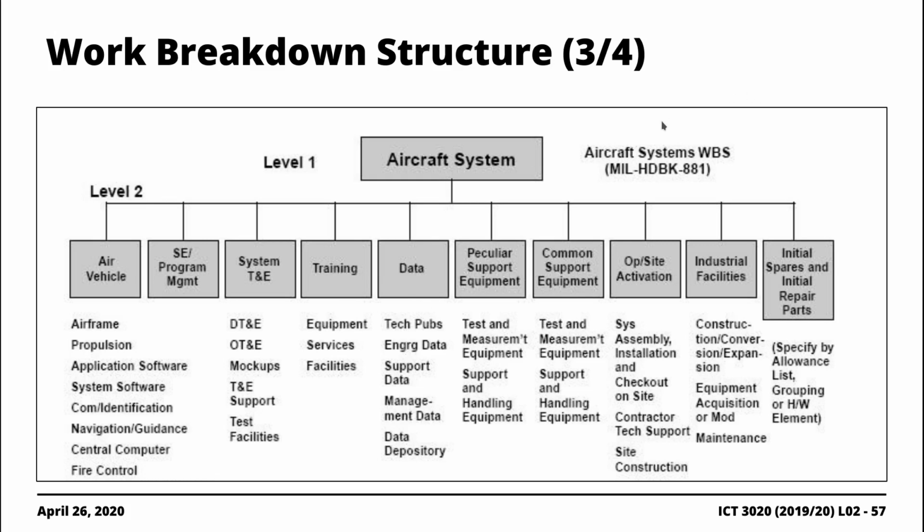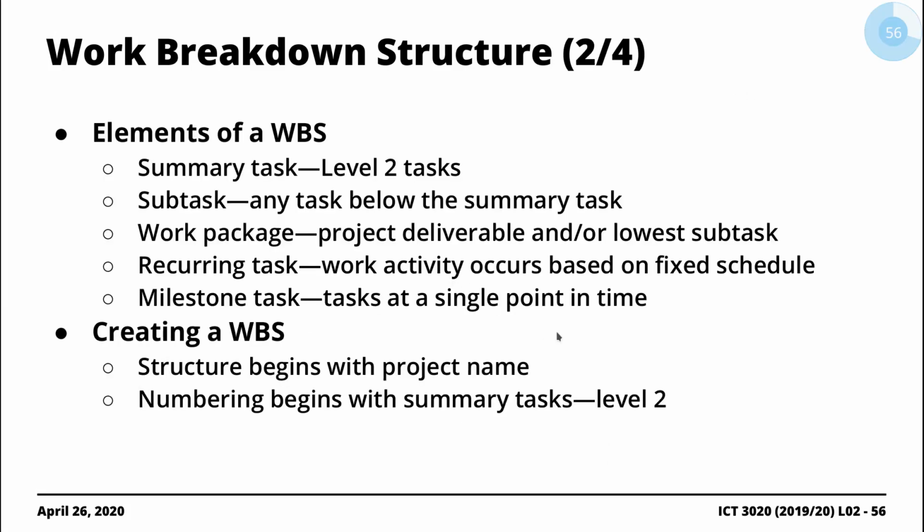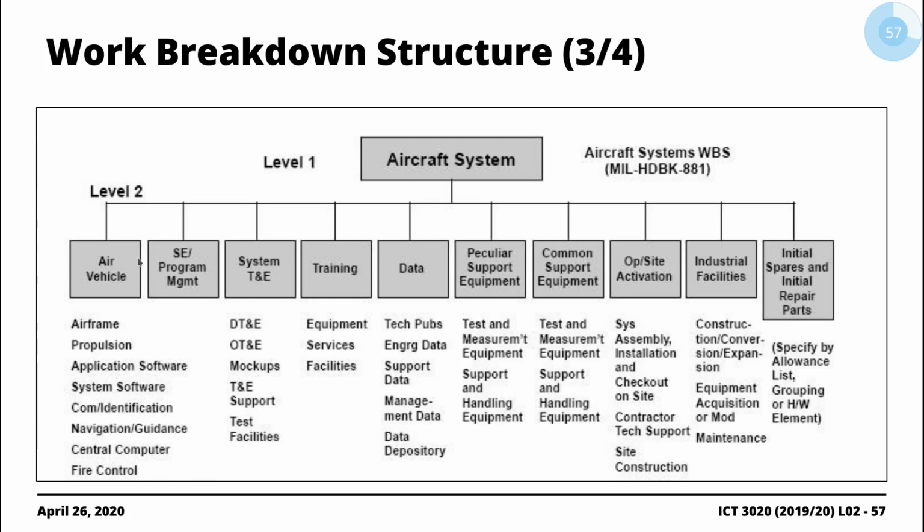The numbering, as mentioned here, begins with level 2 tasks, so the numbering begins here, right? So if this was 1, this would be 2, 3. Everything that falls below here follows a similar numbering system. We're taking into account the hierarchy. So this is 1, 2. This would be 1.1, 1.2, 1.3. Yeah, 1, 2, 3, 3.1, 3.2, 3.3, 3.4.